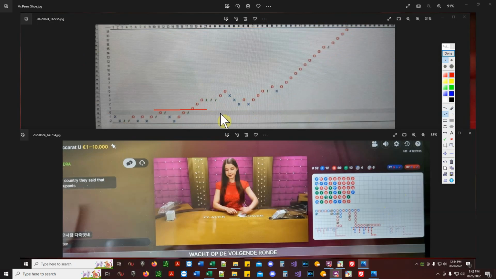Broke that resistance right there. Made higher lows right here. A higher low right there. Boom. Broke out. Look at that banker run. 1, 2, 3, 4, 5, 6, 7, 8, 9, 10, 11, 12, 13, 14. 14 bankers in a row. All I can say is beautiful.